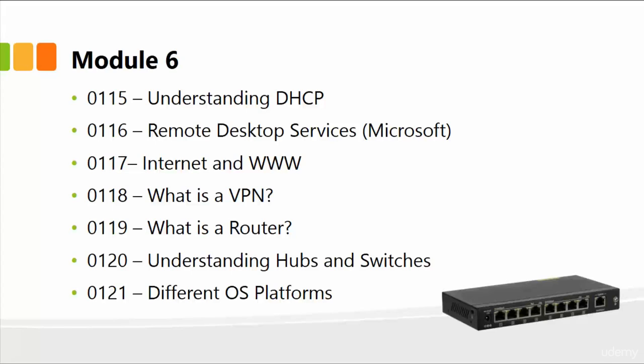Next, I'm going to talk about the remote desktop services, how to use them, what they are. I'll also detail out the internet and the www. So how does that work? What happens when you see a URL, for example? What is a uniform resource locator? How do you navigate on the internet, and so on? What is a VPN, which is a virtual private network? How does that work? A router, the functions of a router, for example, that's a physical device. Understanding hubs and switches, these are also physical devices. And different operating system platforms, such as Linux, Windows, Mac OS, and so on.